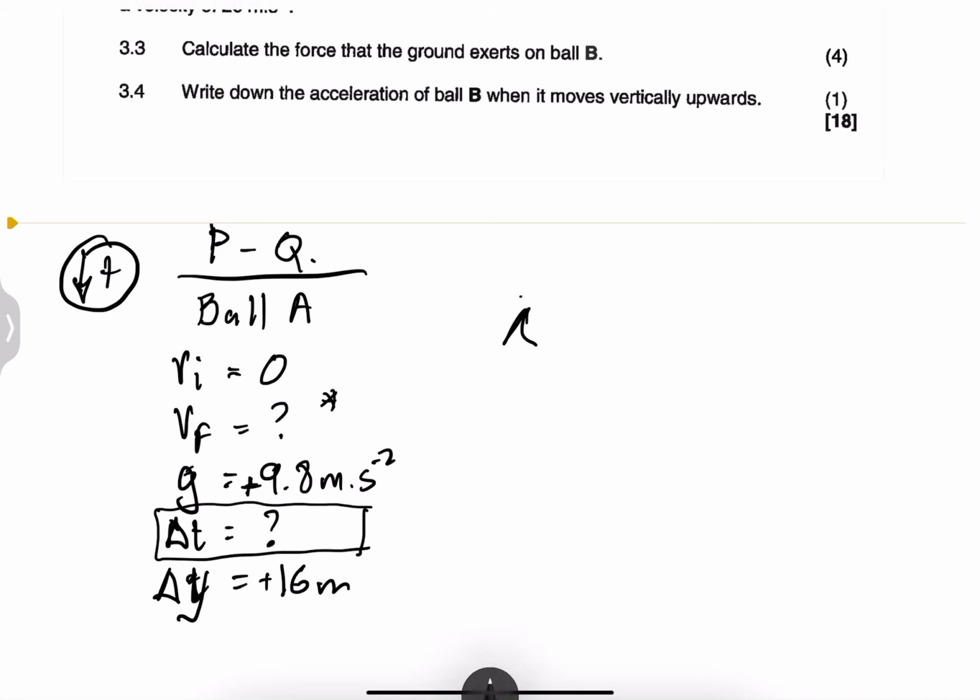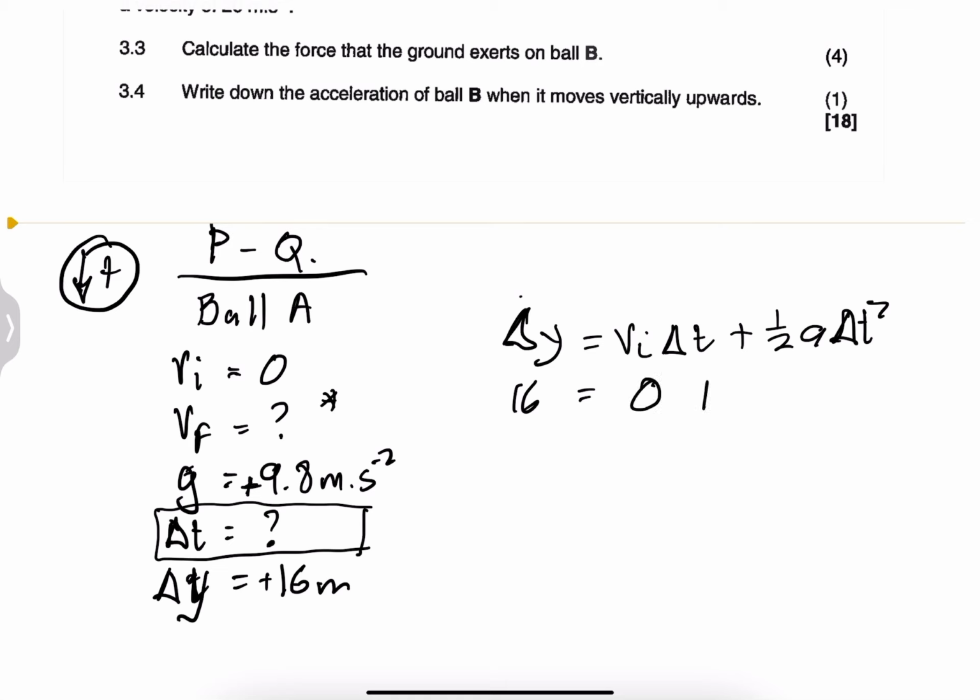It's actually delta y. I know in your exam data sheet it's written as delta x, but because it's vertical motion, I'm going to retain it as delta y. So delta y is vi delta t plus 1 over 2 times a delta t squared. Our displacement in this case is 16. Let's substitute all that we know. Our initial velocity, remember, is 0, so it makes this entire term become 0.